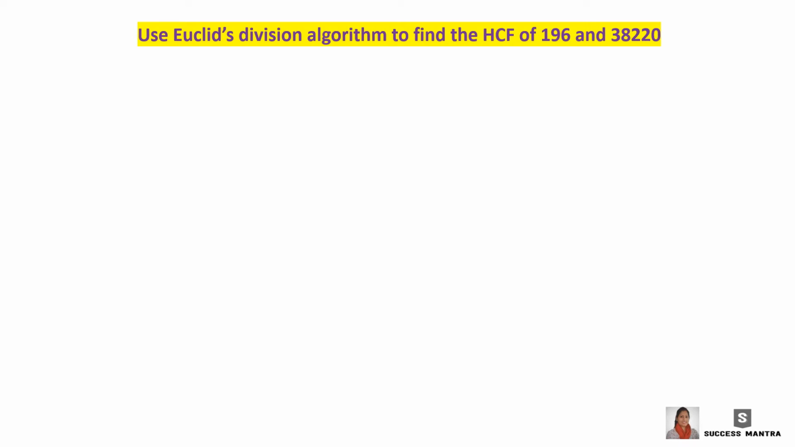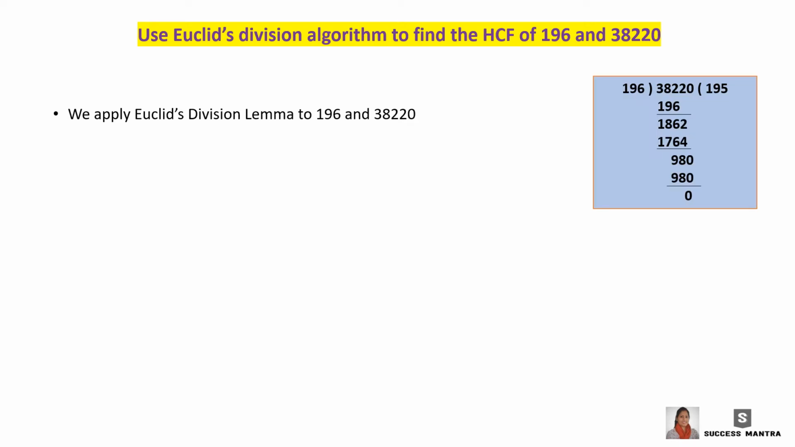The next question is also to find the HCF of two numbers, 196 and 38220, using Euclid's division algorithm. Seeing the second number 38220, we will think that we need to do a lot more steps to find the result. But see how it works. We apply Euclid's division lemma to 196 and 38220. See, by the first division itself, we are able to get the remainder as 0. So we get 38220 is equal to 196 into 195 plus 0.